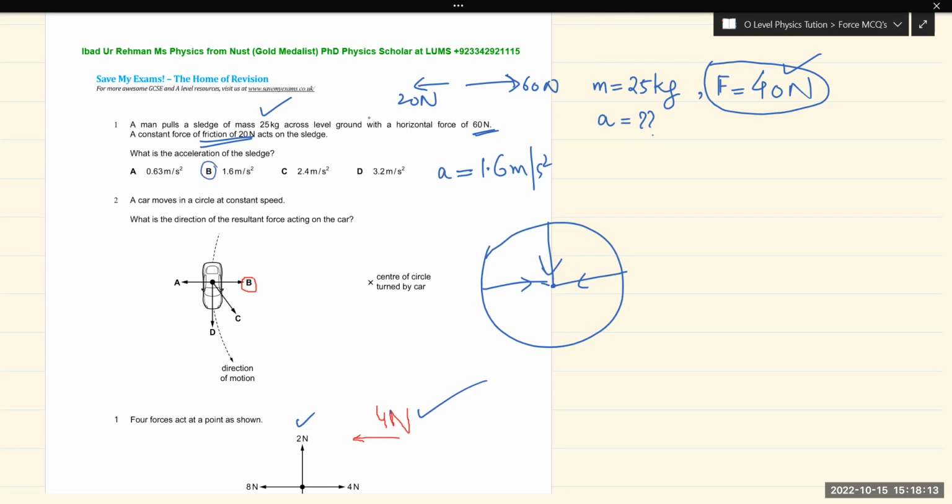So the second question is, a car moves in a circle at constant speed. What is the direction of the resultant force acting on the car? So this is the center of the circle turned by the car. When we complete this circle, the circumference looks like this. This is the center of the circle. So we join a line from one point on the circumference to another, passing through the center of the circle, which is the diameter of the circle.